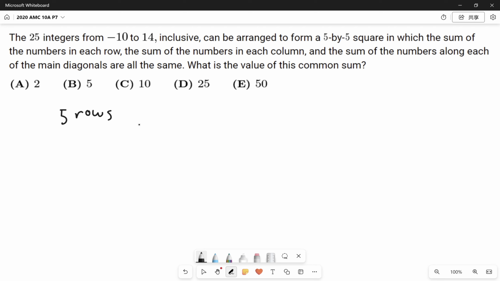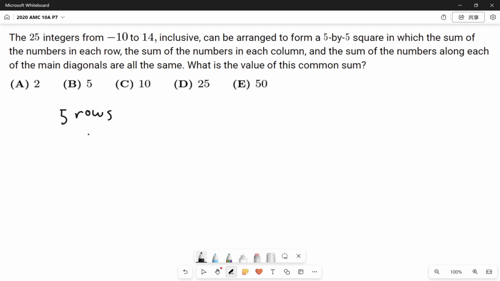If I add the sums of each row together, I should get the sum of all of these numbers together, because each row contains 5 integers, and there are 25 integers in total that we want to sum up. So if I multiply the common sum by 5, I should get the total sum of all of these numbers, because there are 5 rows.